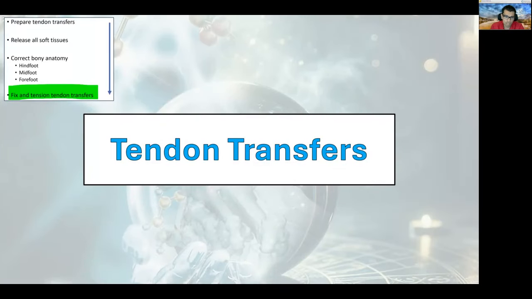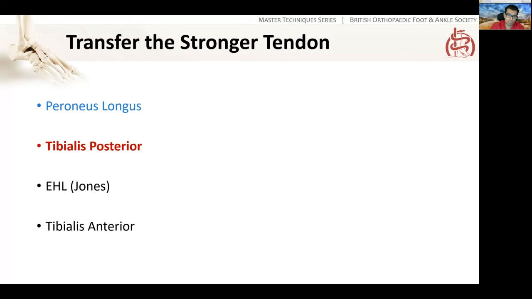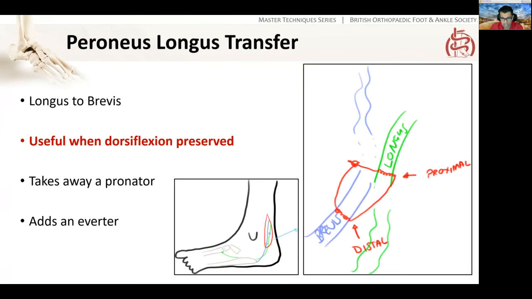So we've done all of that. Now we finally need to fix and tension the tendon transfers. Which tendon do you transfer? Well, the stronger one. And in practice, that's often the tibialis posterior, although you can do a peroneus longus to brevis transfer. Peroneus longus to brevis transfer is useful when dorsiflexion is preserved and you just want to get a bit of eversion because it takes away a pronator and adds an everter.